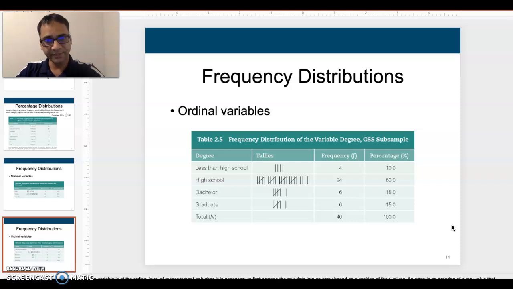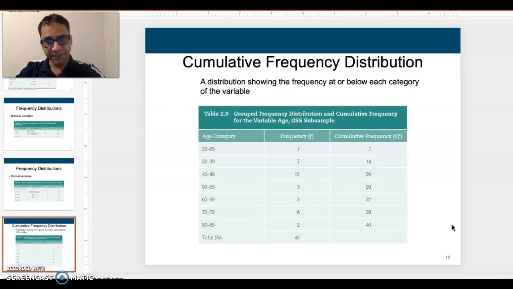This is another example, of an ordinal variable. Here we can see the frequency distribution of the variable degree. This is from the GSS sample: less than high school, bachelor, graduate. How many are in each of those degrees, and what percent? These are listed in these frequency tables.